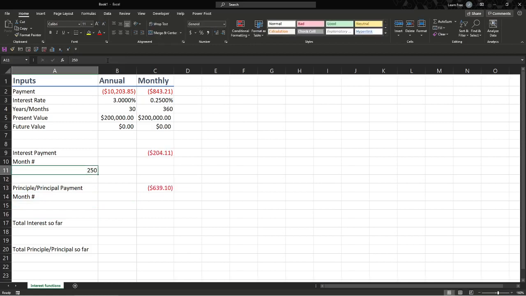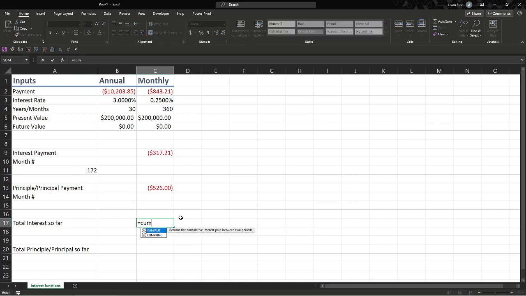So we'll dump this, and then month two, update, 3, 250, 172, and so on. And then if we want to see the interest we've paid so far, we'll do it off of this month as well. 172 equals CUMIPMT, so cumulative interest, and again, just the cumulative interest between two periods.